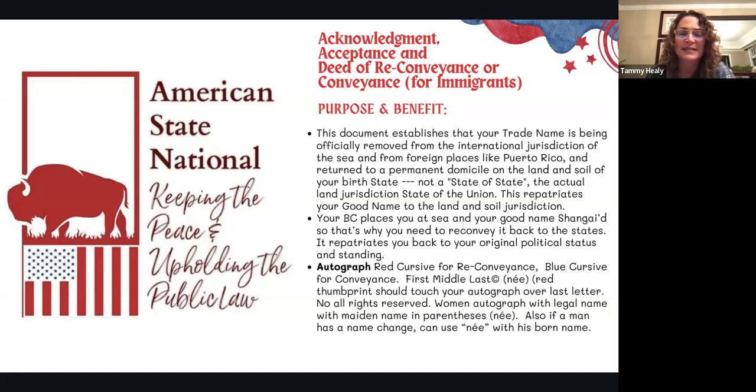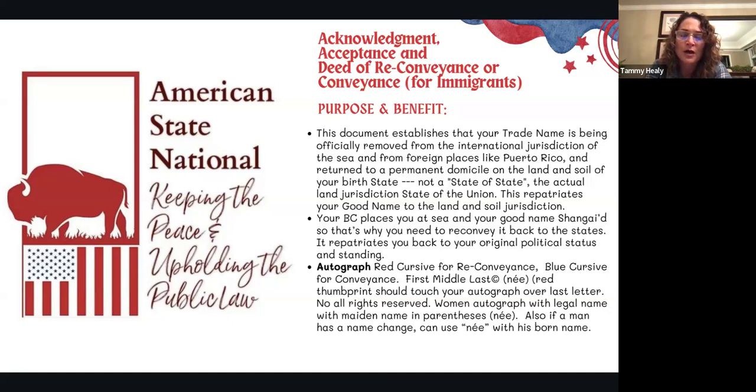Your birth certificate places you at sea and your good name shanghaied, so that's why you need to reconvey it back to the states. It repatriates you back to your original political status and standing. And you autograph this document in red cursive for reconveyance, blue cursive for conveyance. And you'll do it first, middle, last with your copyright and your maiden name, if you're married, with a red thumbprint, and it should touch your autograph over the last letter.